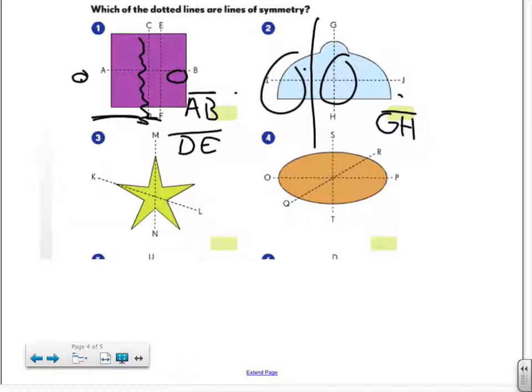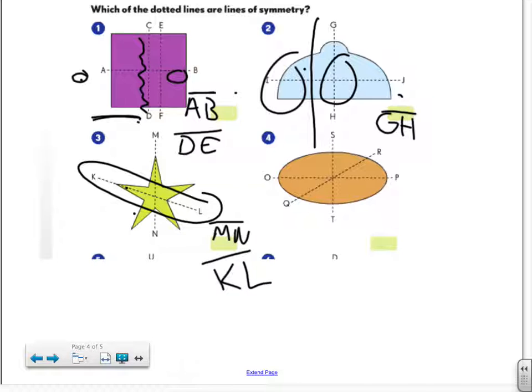We have a star. If we're looking at a star, line MN, let's think. If we fold this over, this would be symmetrical because this would line up over here and that would line up here. So line MN is. However, if we look at, I'm kind of turning my head to rotate it, KL. I think that one might still be symmetrical. Yep. Even though it's turned, because it's a star, KL, if you rotate it, it still has the same symmetry.